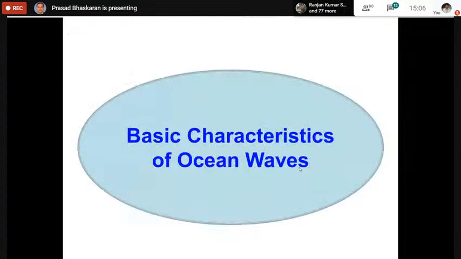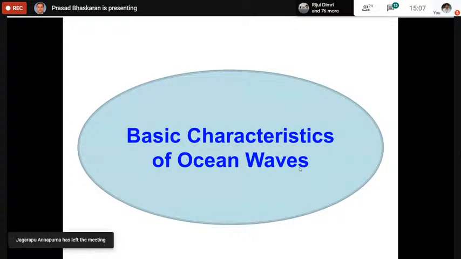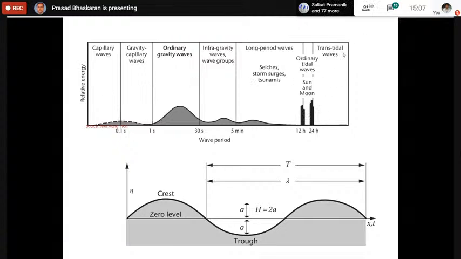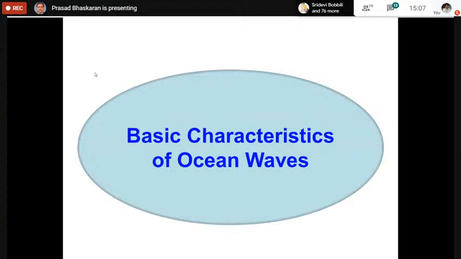So I'll be first starting with the basic characteristics of ocean waves. Now let me tell about what type of waves I'm talking about. We have different types of wave systems in the ocean. So the top figure gives an idea of the different waves that we have in the ocean, starting with capillary waves, the smallest waves that you can find on the ocean surface. And this also can be generated in a tank. Suppose you have a bucket of water and you give an external disturbance, you find the capillary waves which are generated. And of course, the capillary waves have very low energy, so it is not a threat, but it starts with the capillary waves.